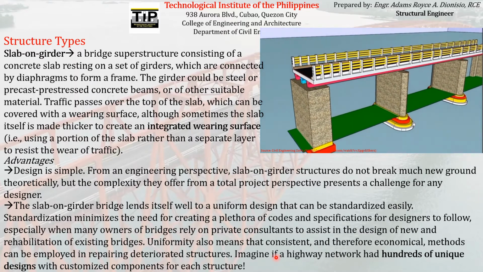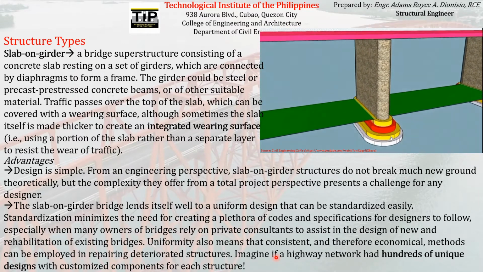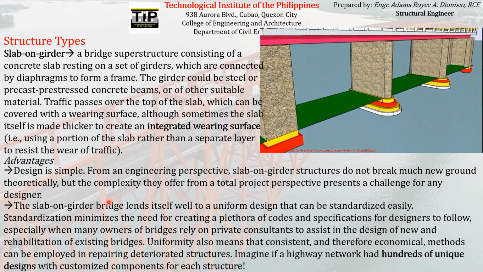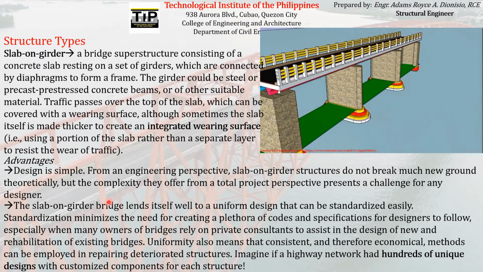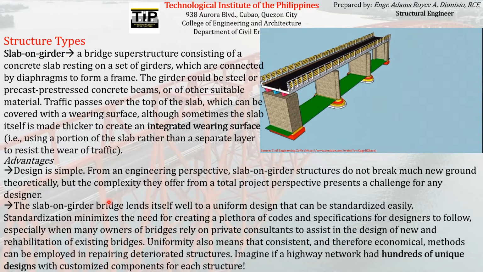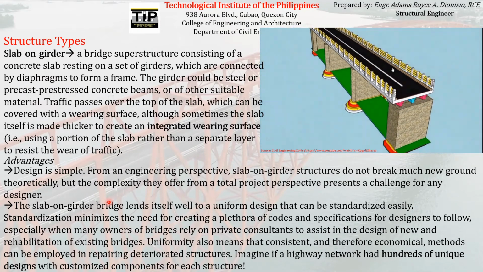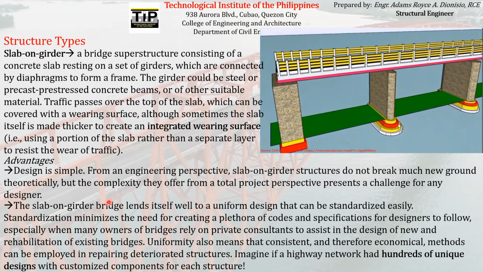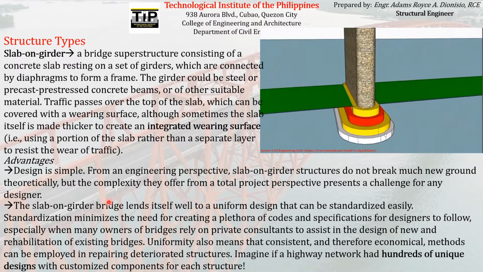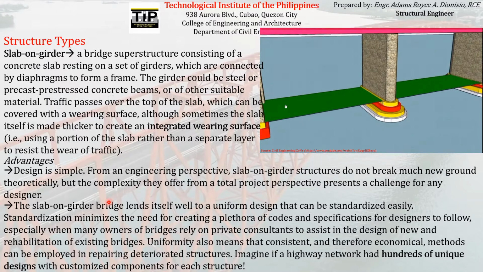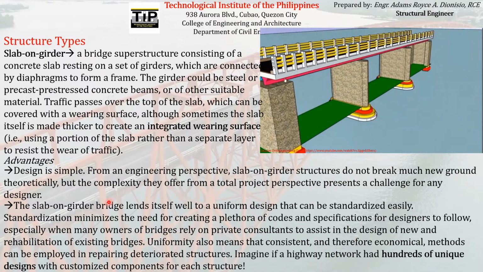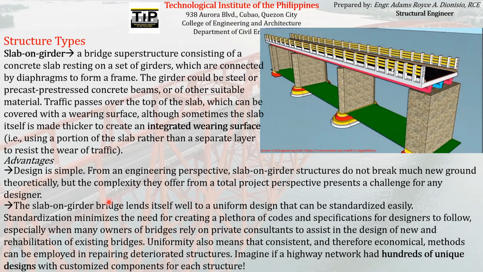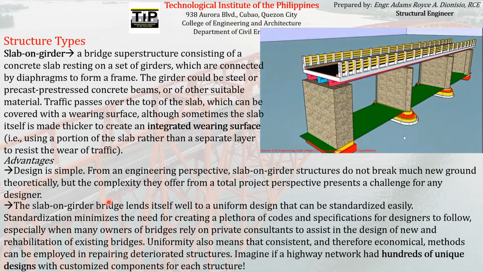So this is again another advantage of using slab on girder. It's because its design can be easily standardized, meaning we don't need to have a new set of codes and specifications for the designers to follow. We can easily make a uniform design out of the design of a slab on girder that can be easily followed by designers. We don't need to have new sets of codes and specifications to follow just to be able to design a slab on girder type of bridge structure.